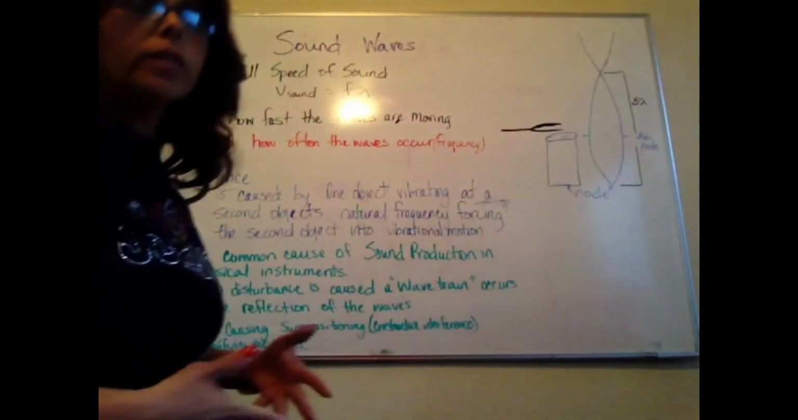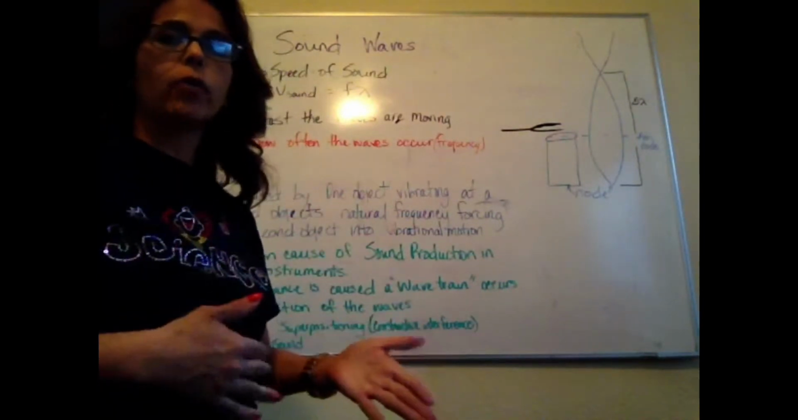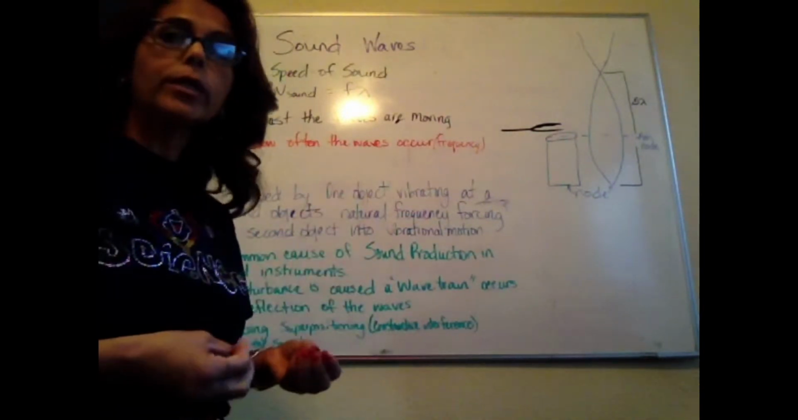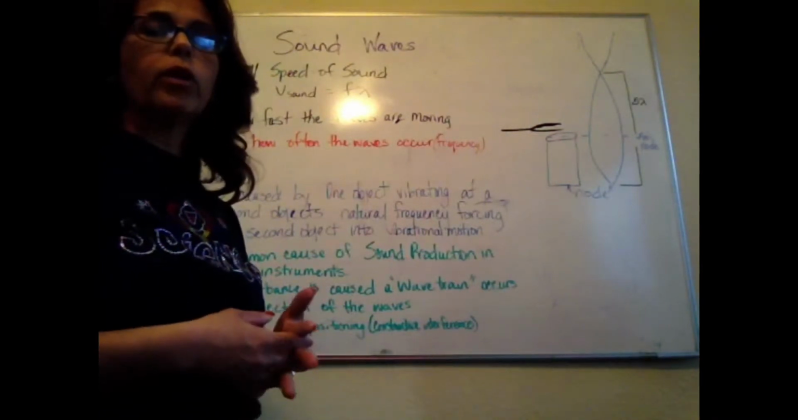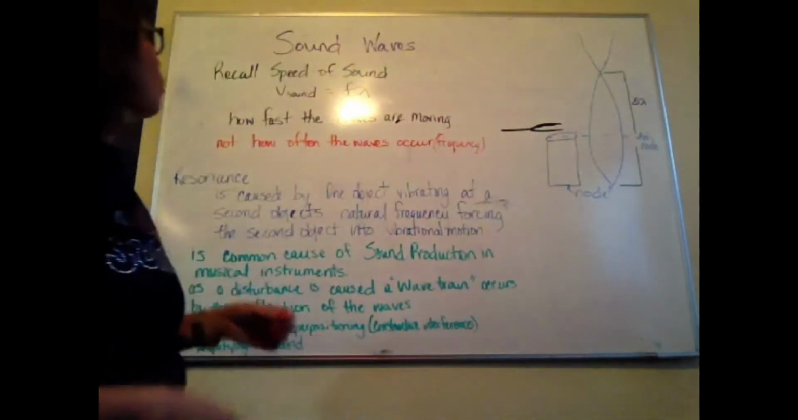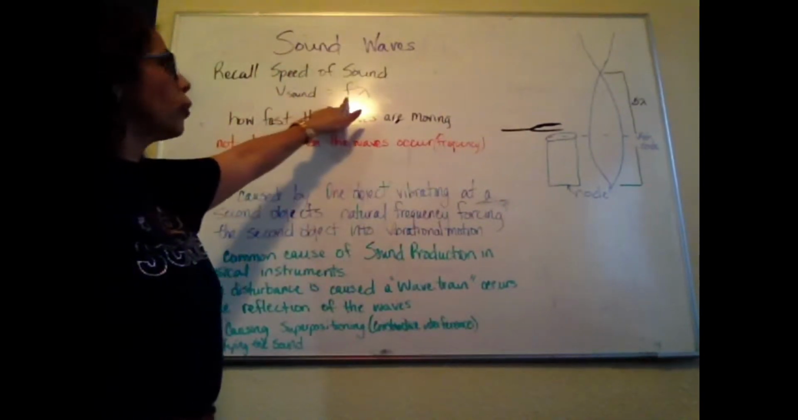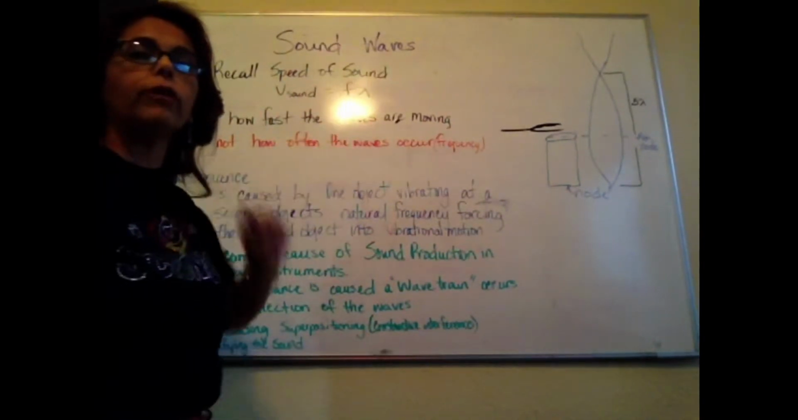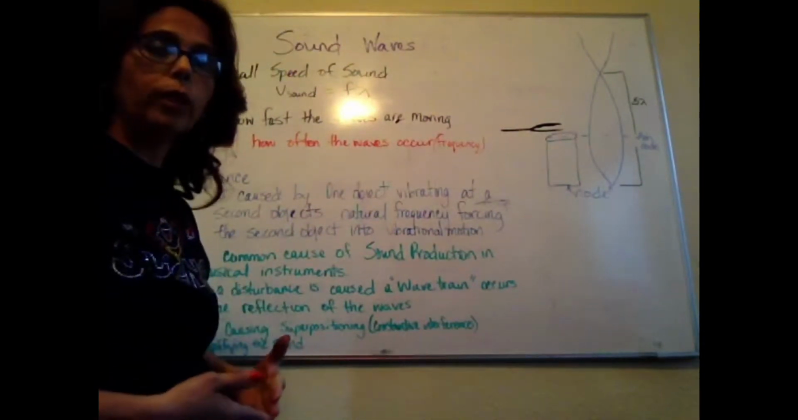Today's lesson focuses on trying to explain the difference between the velocity of sound and the frequency of the waves that the sound produces. A common mistake is made when they get the two confused. Now, recall that the speed of sound can be calculated if you know the frequency and the wavelength. Speed of sound is equal to frequency times wavelength.